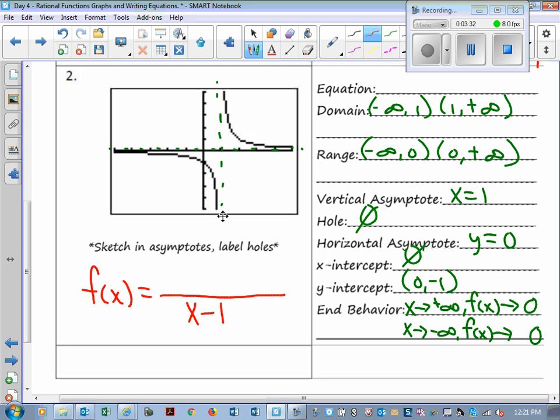So, which is it going to be, positive 1 or negative 1? I have a separate question. Hold on. Positive 1 or negative 1? What's it going to be? Negative 1. Negative 1?